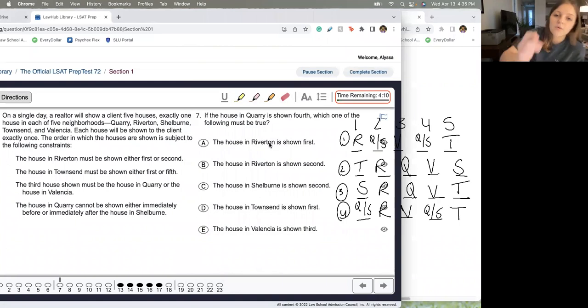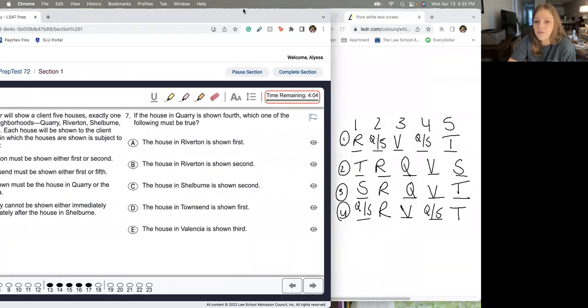Okay, so we're going to go into our questions. This game actually has a pretty interesting first question. Usually your first question is going to be kind of a list question: which one of the following is an accurate representation of the houses that are shown? But this one doesn't, which is kind of interesting. So we don't have to worry about a list question. In that case, we're just going to go straight into it. We're going to use our diagrams. We're going to narrow down what's happening in our diagrams to answer our questions.